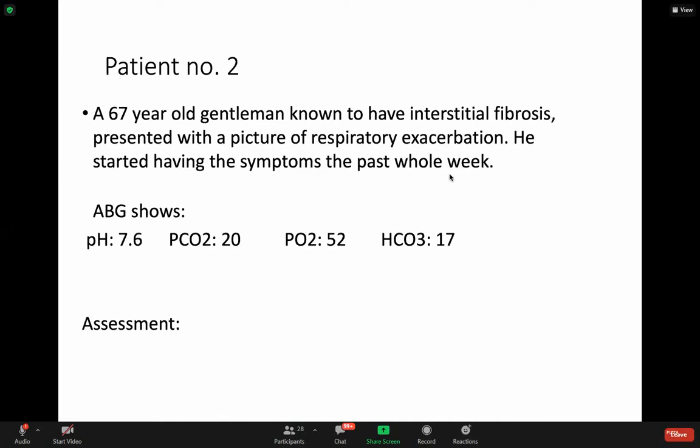The whole week. Usually when it is acute, you are talking about 2 days, but a whole week means this is more than acute. Okay, so he does have interstitial fibrosis and he came with exacerbation, but it is chronic because this exacerbation has lasted more than two days, so it's the whole week. So I'm dealing with chronic.